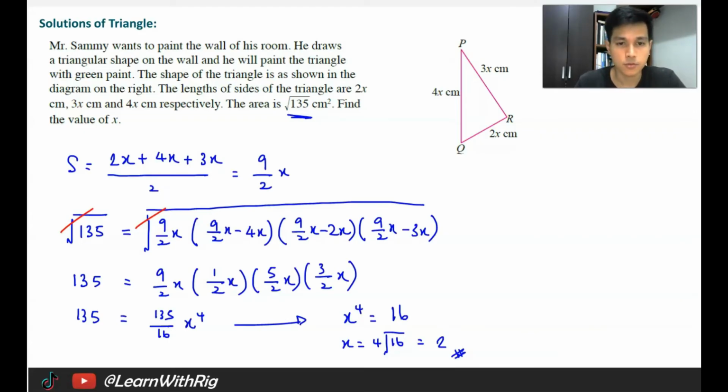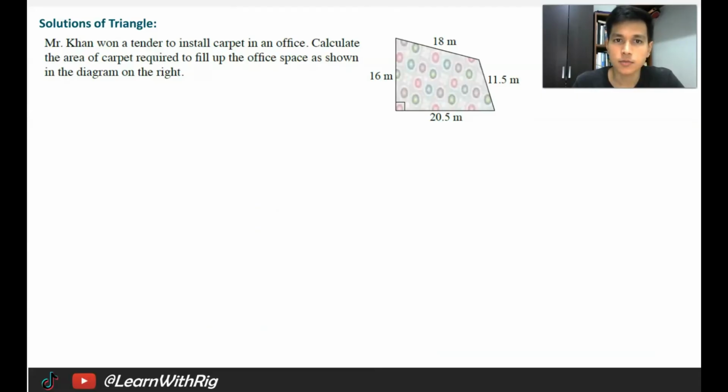Okay, so next, Mr. Khan won a tender to install carpet in an office. Calculate the area required to fill up the office space as shown in the diagram on the right. In this case, they want you to find the area, correct? But it's not even a triangle. If you start using the formula, you cannot get the answer, because it's not a triangle. So how do you solve this then?